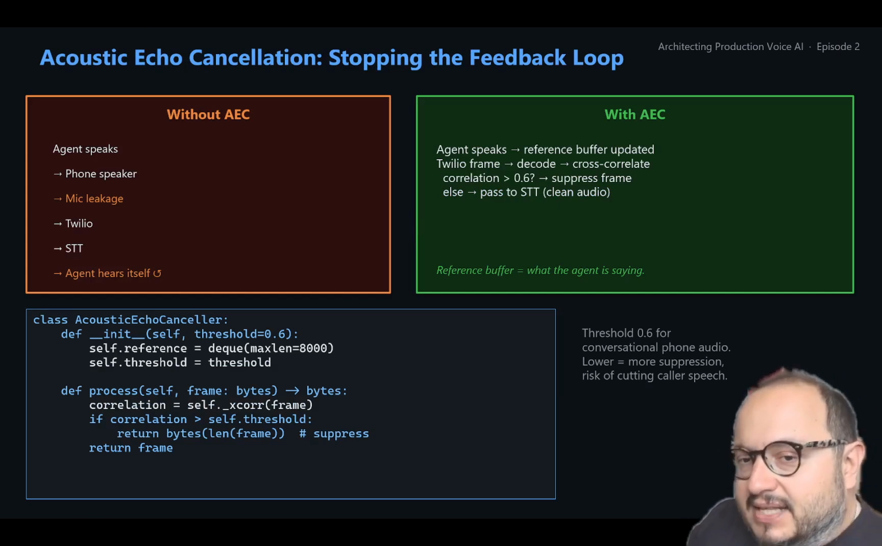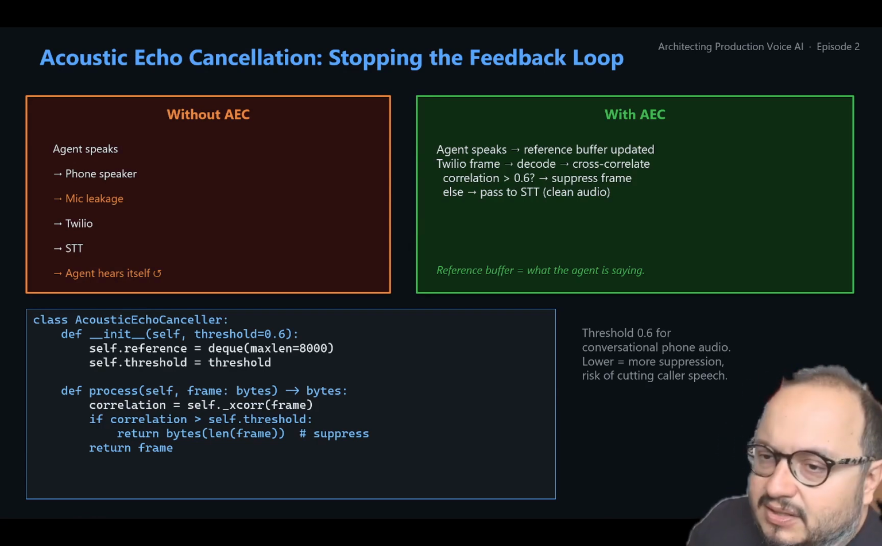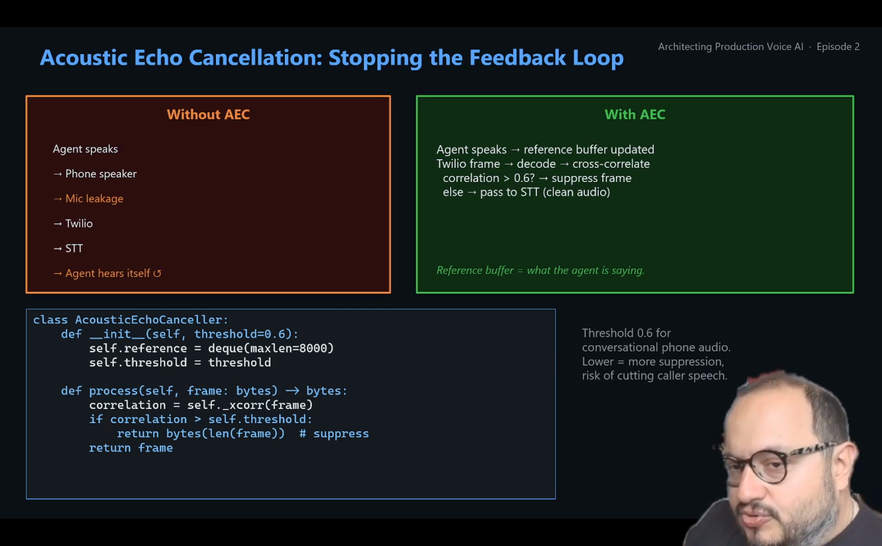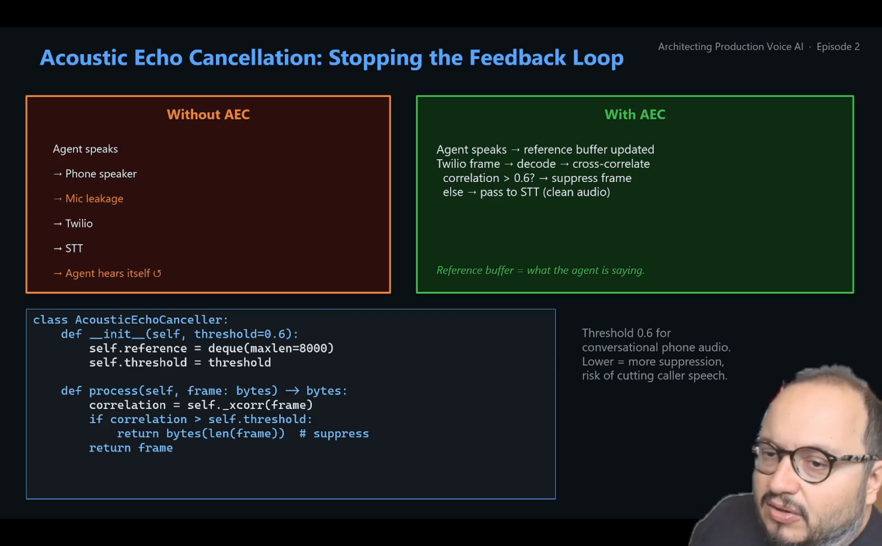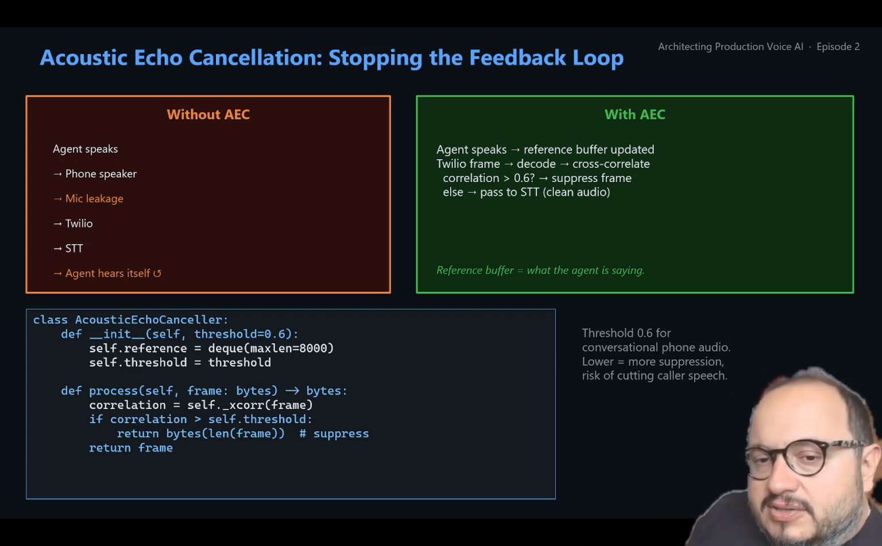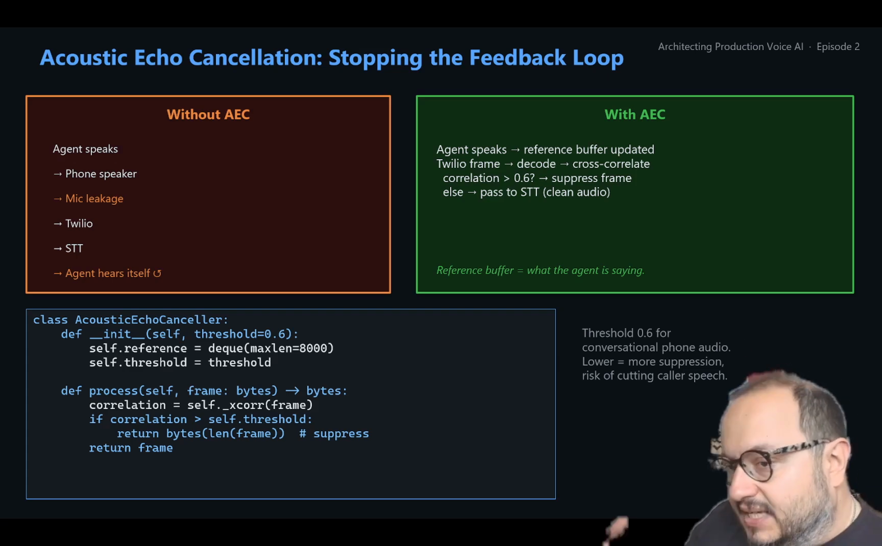If you do not cancel this echo, the agent transcribes its own speech, passes it to the LLM as a user utterance, and generates a response to its own words. The call spirals into incoherence within a few exchanges. Acoustic echo cancellation solves this by maintaining a reference signal, a copy of what the agent is currently saying, and subtracting it from the incoming audio before transcription.